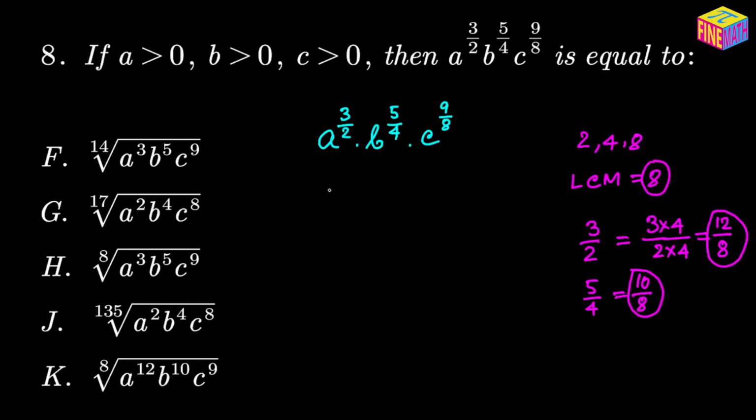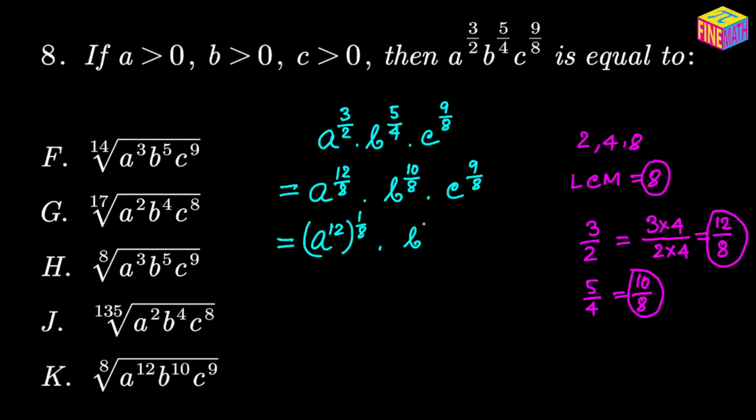So now can we write it as a to the power 12 over 8? And similarly, b must be b to the power 10 over 8, since 5 over 4 is equivalent to 10 over 8. And c already has 9 over 8. Now as you can see, for each of the factors, the common exponent is 1/8. So can we write it like this? This must be a to the power 12 whole to the power 1/8 times b to the power 10 whole to the power 1/8 times c to the power 9 whole to the power 1/8.